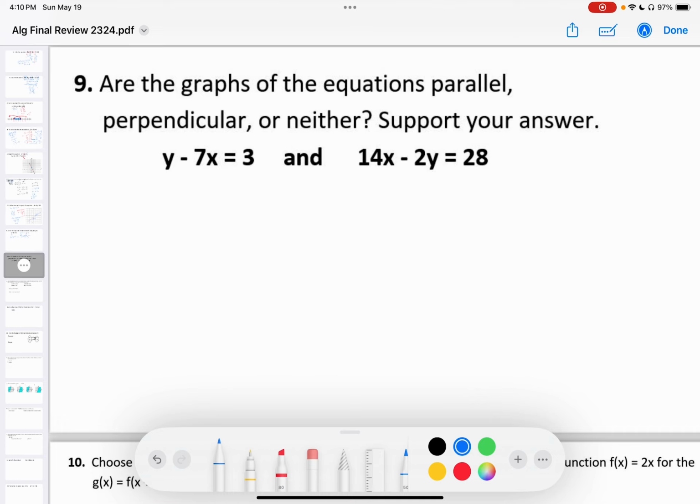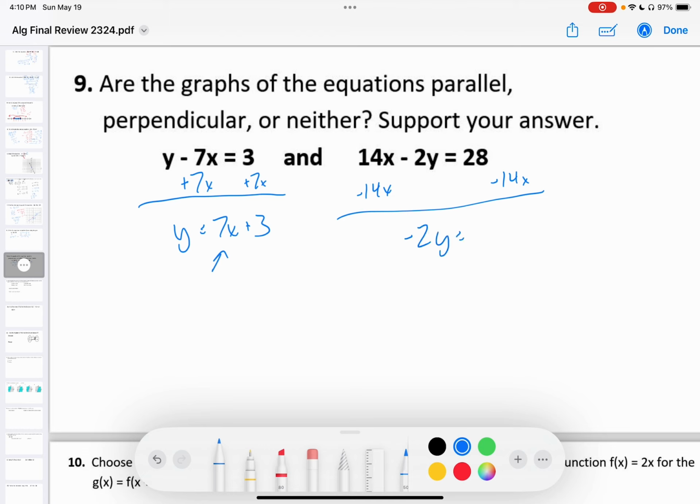Are the graphs parallel, perpendicular, or neither? We got to know the slopes for both. So right now we don't know the slope of either of these. This one we're going to go plus 7x, plus 7x. Y equals 7x plus 3. So now we know the slope is 7. So we are looking for a slope of 7 for parallel, or a slope of negative 1/7 if it was perpendicular.